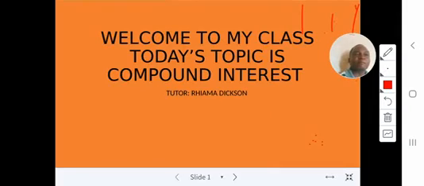Okay, last week we looked at simple interest and the introductory part of compound interest. But today we are going to be focusing on compound interest properly. But before we continue, let's take a quick review of what we studied in our last class.